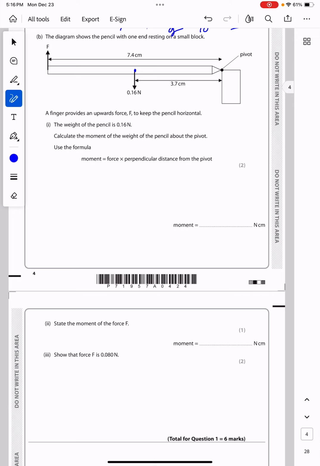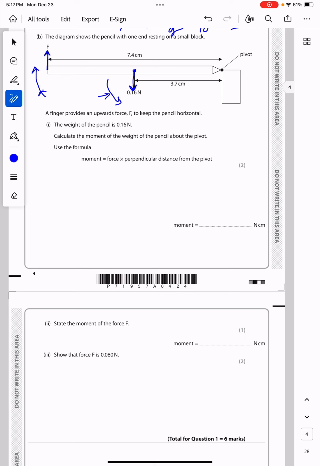So here, the diagram shows a pencil with one end resting on a small block. A finger provides an upward force to keep the pencil horizontal. It makes sense, right? Since the weight is going that way, the pencil wants to rotate this way, so I need to support the other way around, which is here, which will make another moment that way. So one of those moments is anti-clockwise, one of them is clockwise.